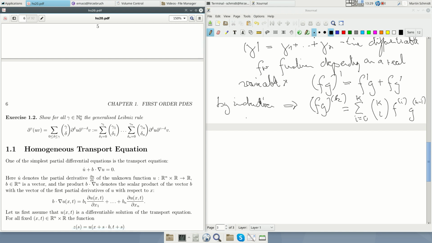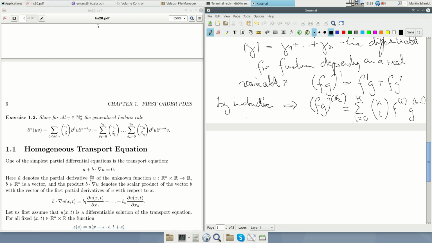So if you don't know this, you can try it. It's not so difficult. You just have to remember the definition of these coefficients. Maybe I recall these coefficients. This is k factorial divided by i factorial times (k minus i) factorial. And 0 factorial is 1. So this is the definition, where i is smaller or equal to k.